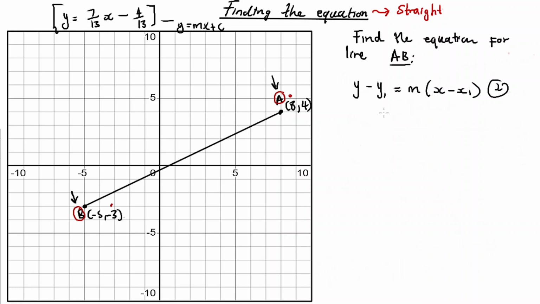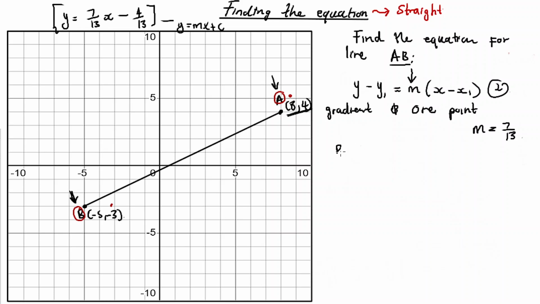Alright, so for this one, again, you need a gradient and 1 point. Guess what? We did calculate the gradient. We found it to be 7 over 13. So I now have the gradient. So instead of using A this time, I'm going to use B. But it really doesn't matter. I'm just trying to show you that you can pick any point and use it in your calculations. So instead of using A like we did on the previous calculation, let's use B instead.